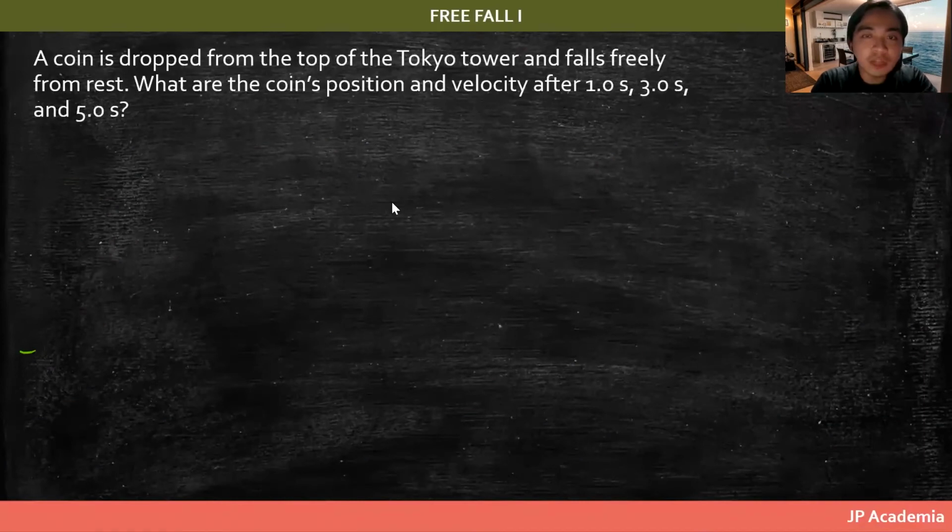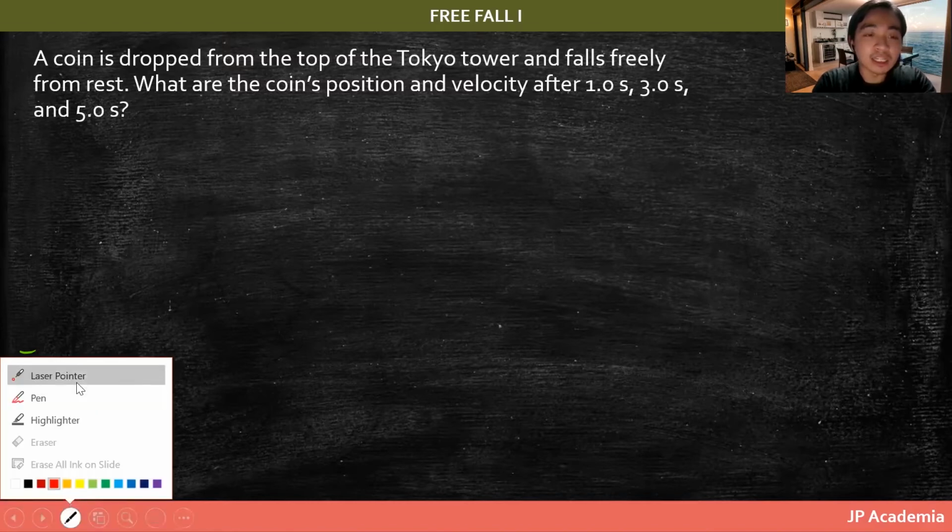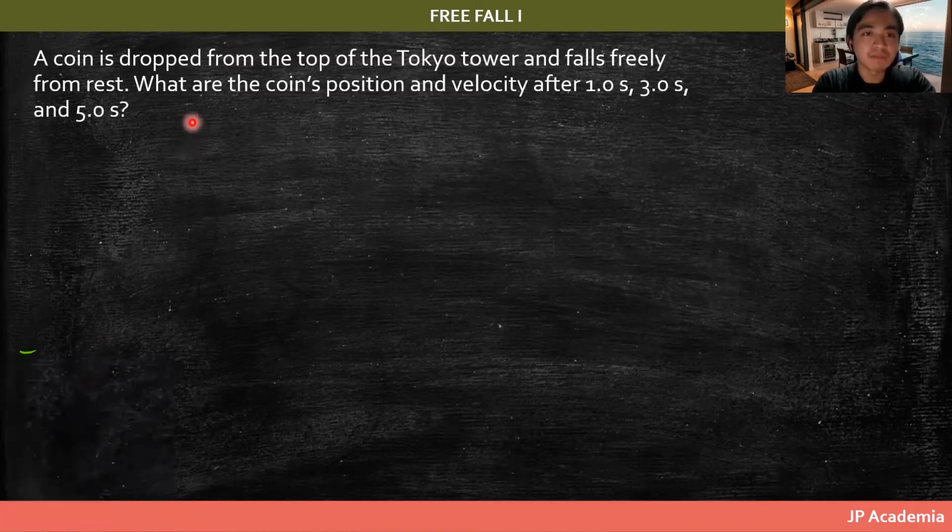Okay, so puntahan natin tong problem na to for free fall. Ito yung unang problem. A coin is dropped from the top of the Tokyo Tower. So, naghulog ka ng coin and falls freely from rest. So, given na from rest ay nakalagay na dito. So, ibig sabihin, yung ating initial speed for this case ay 0. Okay? What are the coin's position and velocity after these times? So, 1 second, 3 seconds, and 5 seconds.